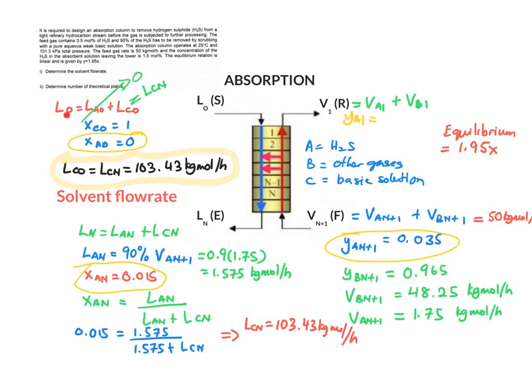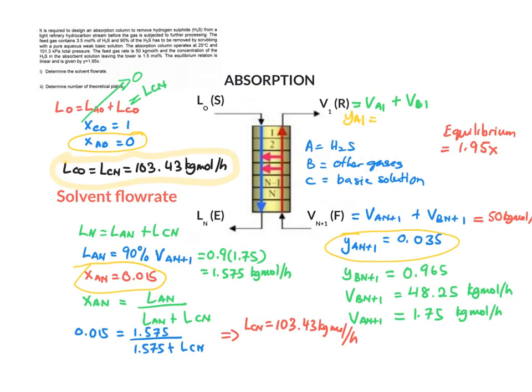Okay, for the answer part 1, we know that L naught is equal to LA naught plus LC naught, but there are no flow rates of solute in the solvent. We just have the pure solvent. Therefore, LC naught is also equal to LCN that we get from here. So lastly, LC naught equals LCN, which is 103.43 kilogram mole per hour. So this answers the first part.